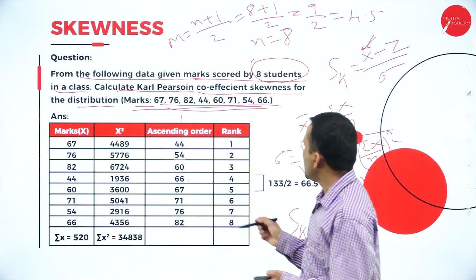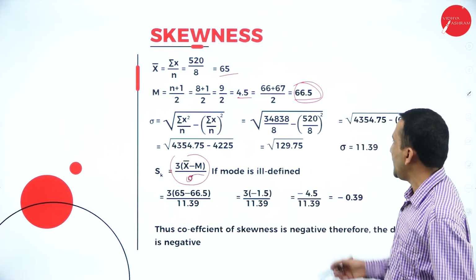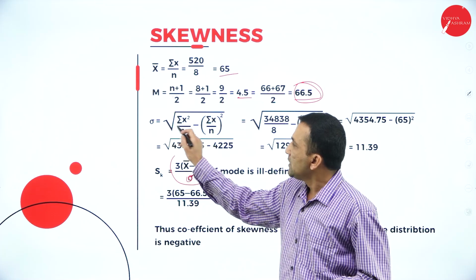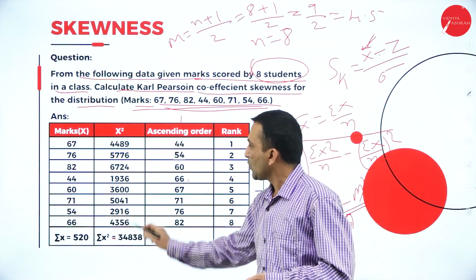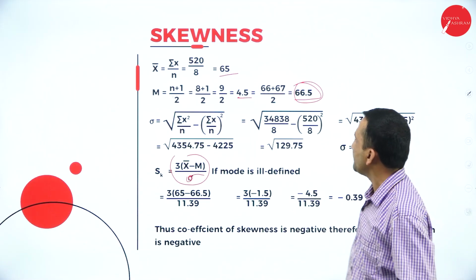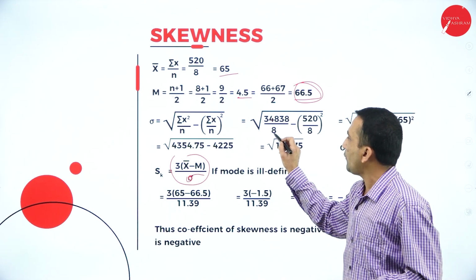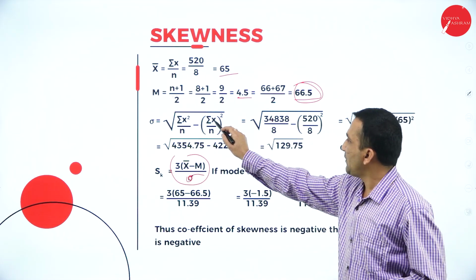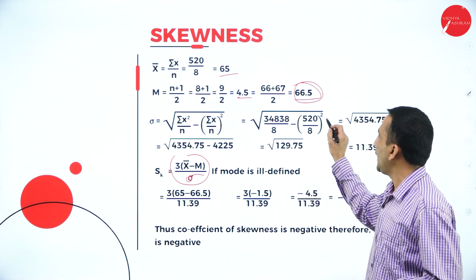Now according to this formula, we need to find out standard deviation. The standard deviation formula needs sigma x square. That's what I have constructed in the table. Now we got 34,838. This place we are writing this value. n is the number of items, 8. Sigma x we got already, 520 divided by n, and I am writing to take the square root.